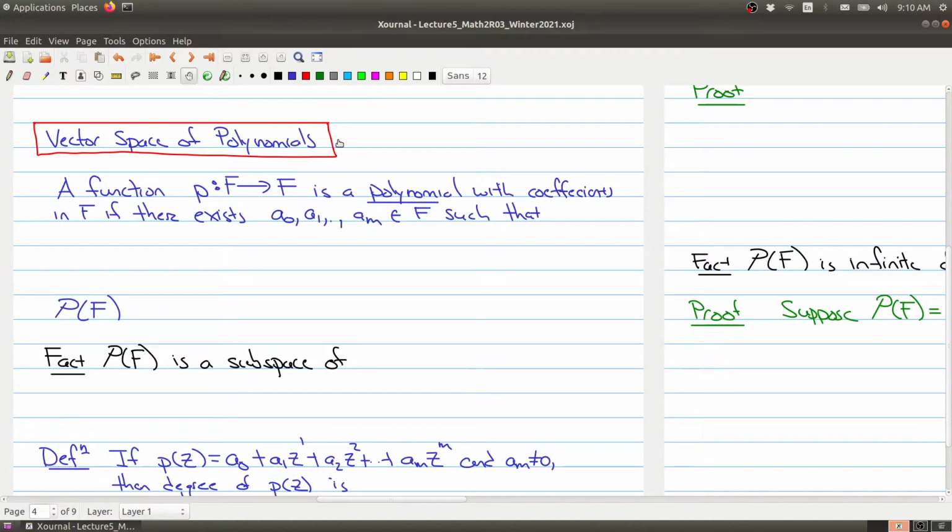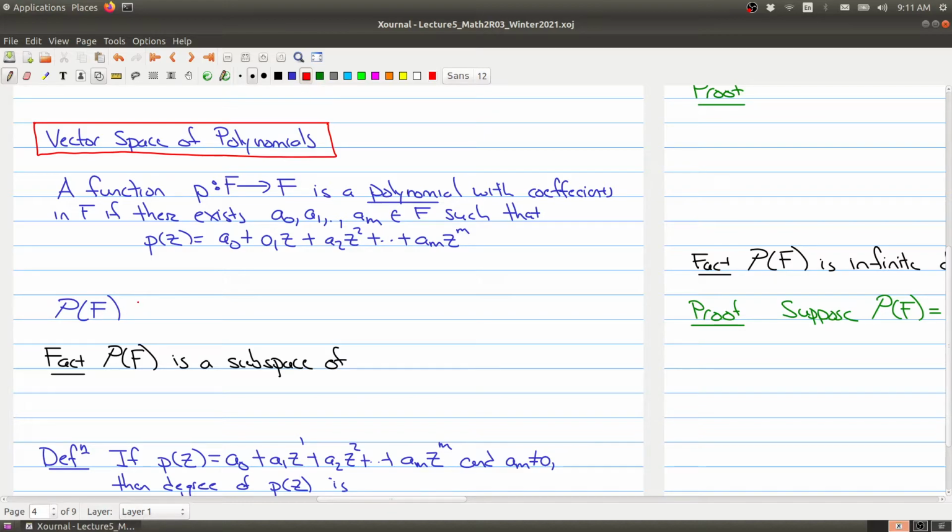So first of all, what is a polynomial? Well, you probably have a good sense of what a polynomial is from calculus. A function going from F to F is a polynomial with coefficients in F if there exist coefficients a0 through am such that your function looks like p(z) equals a0 plus a1 z plus a2 z squared up to am times z^m. In 1B03, we specialized to the case that these coefficients are all real numbers, but we can extend this so that we can assume that they're complex numbers.